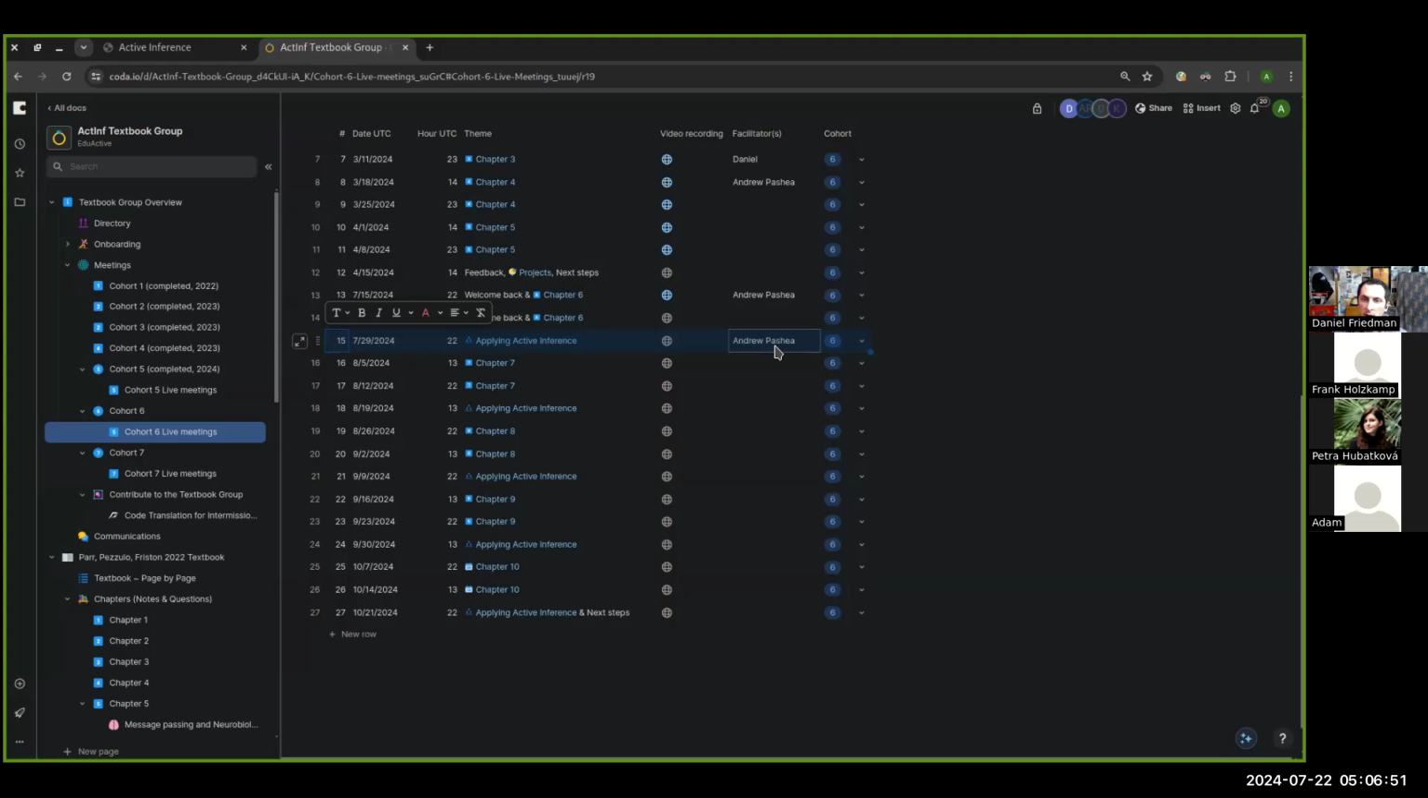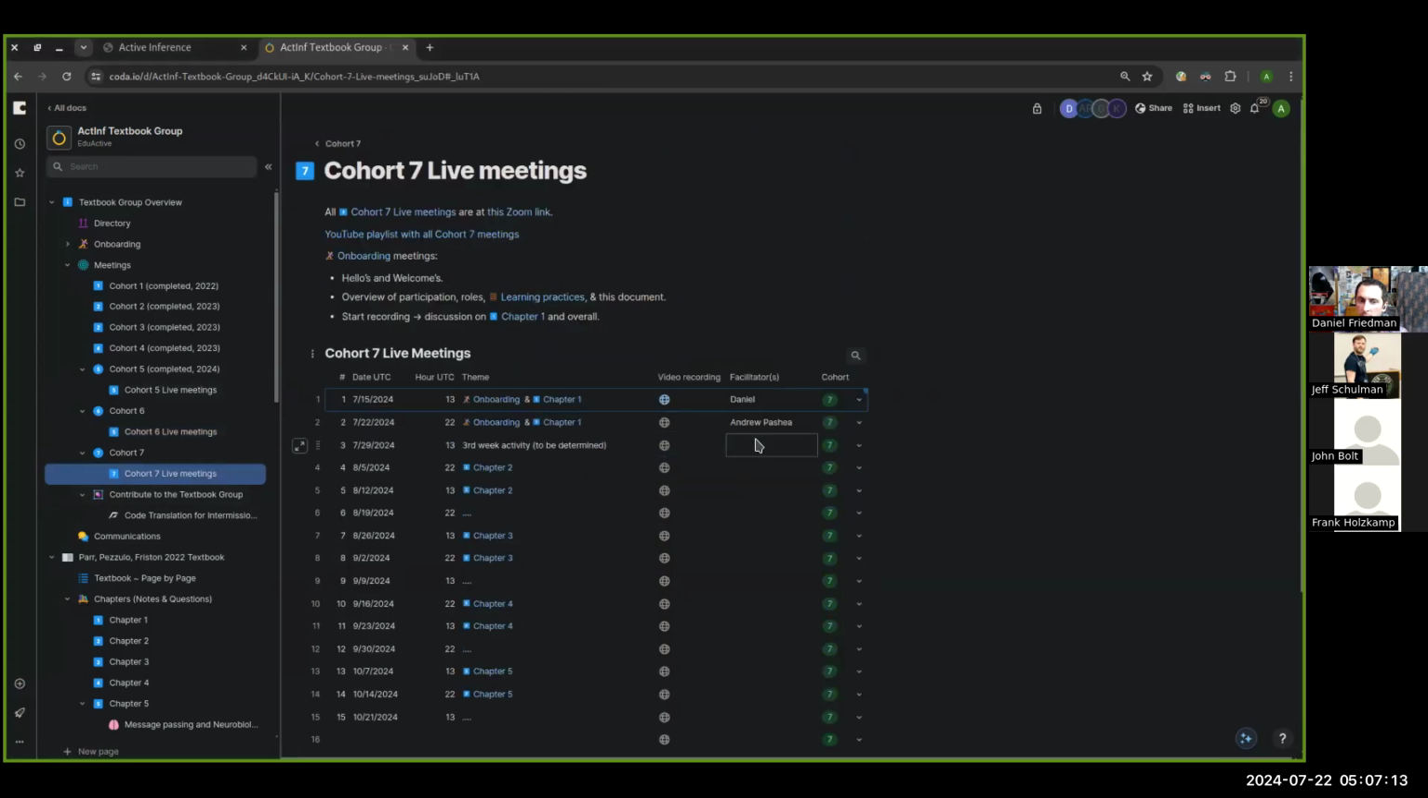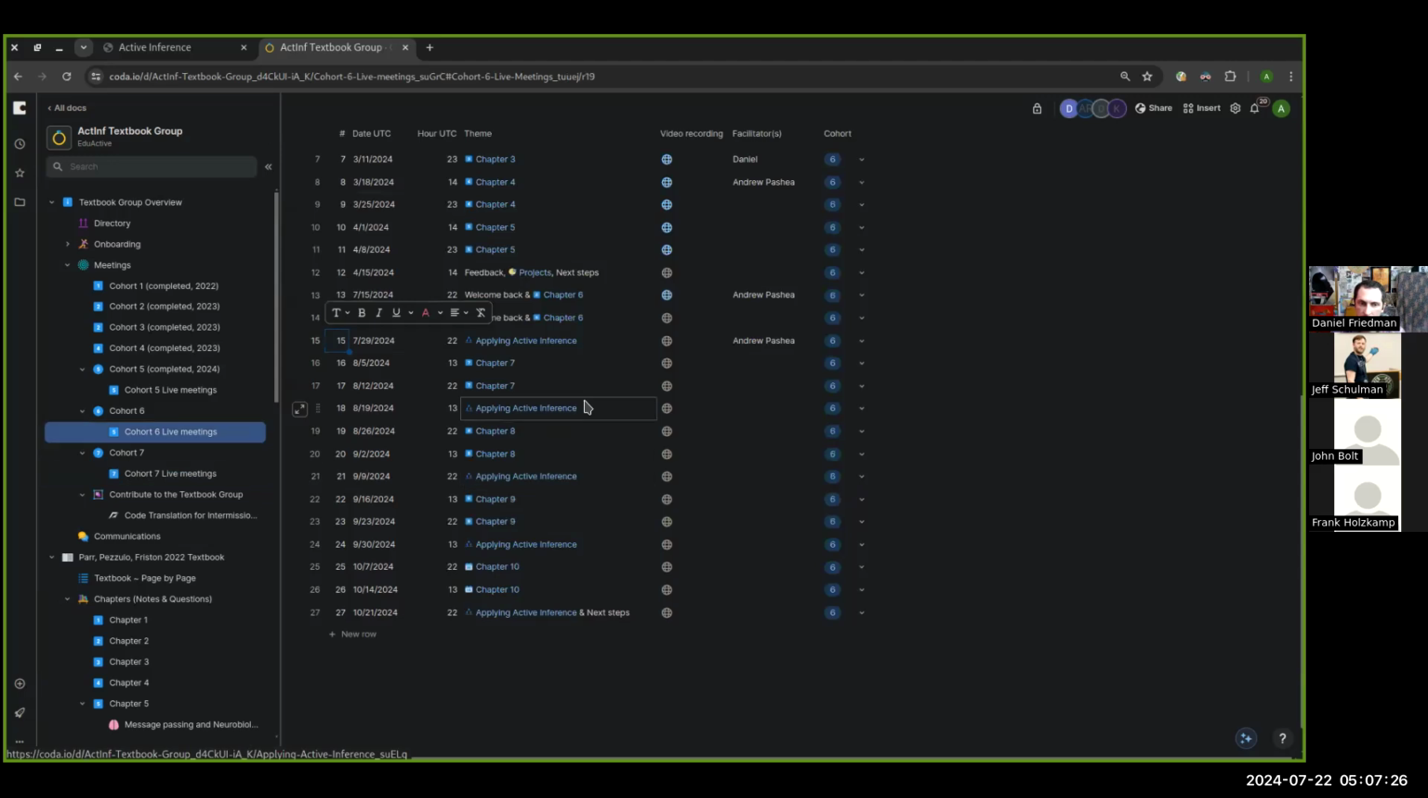Andrew has written a tutorial utilizing PyMDP with a focus on agent-based modeling for the social sciences. So that should be pretty cool. And additionally, as RxInfer development continues, we'll be learning more and more about that. In cohort 7, we haven't quite determined what the third week activity will be in that slot. So we'll discuss later today with that cohort and see what's useful in the third week. For now, though, let's jump over to chapter 6.